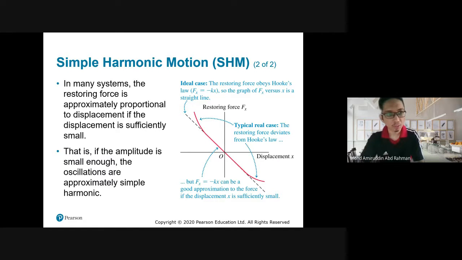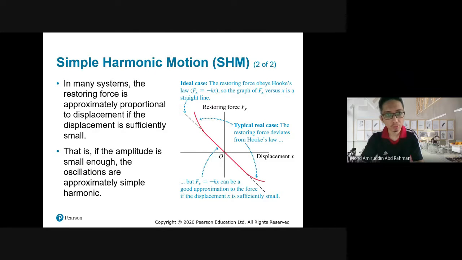In many systems, the restoring force is approximately proportional to the displacement if the displacement is sufficiently small. Meaning that if the amplitude is small enough, the oscillations are approximately simple harmonic.